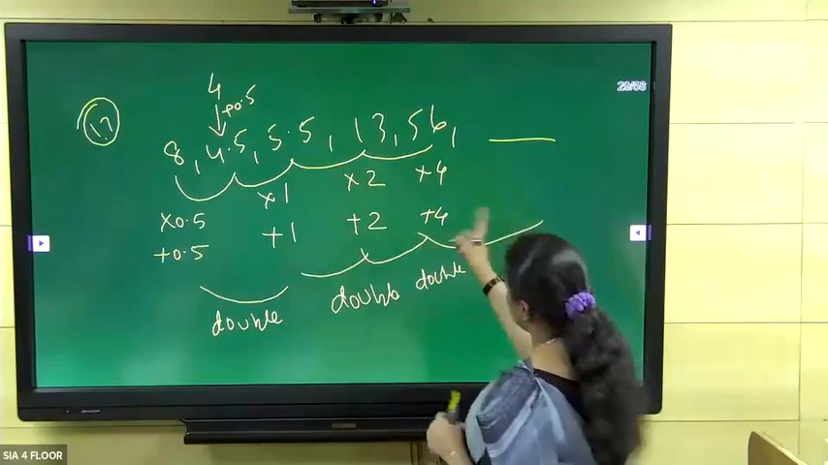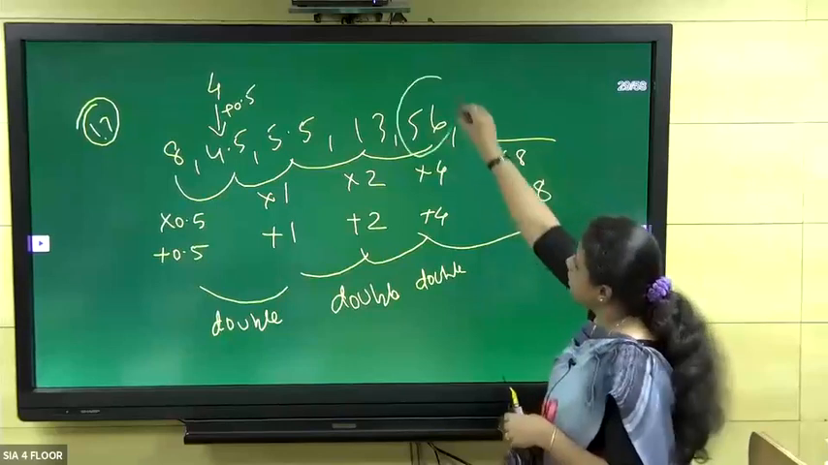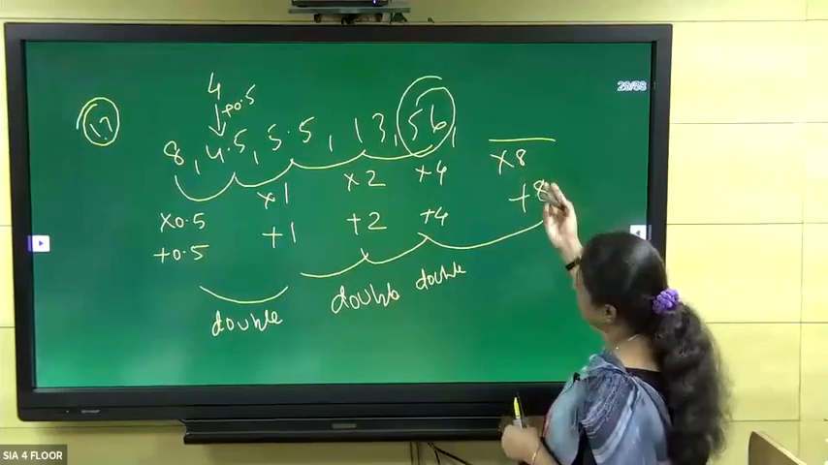And this number is a double of this number. So next number, what is the double of 4? It's 8. So into 8 plus 8. You have to multiply this number with 8 and then add 8. And you'll get the answer.